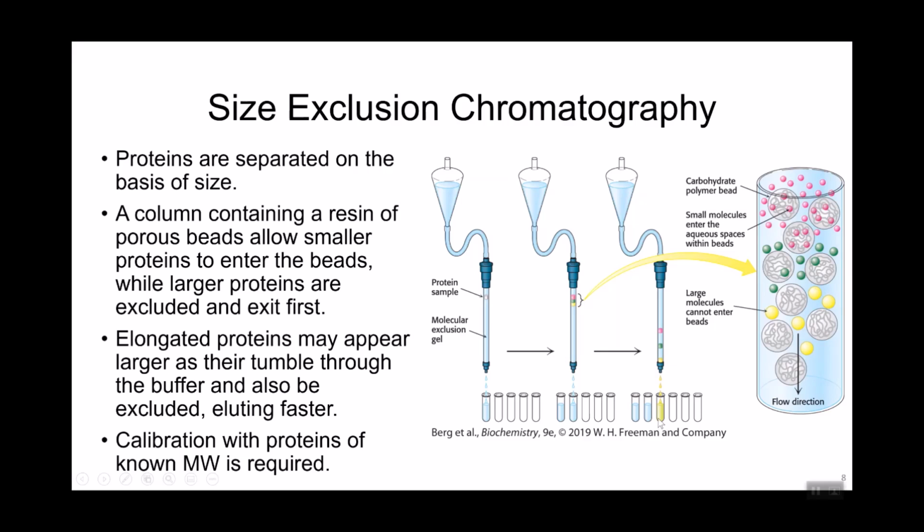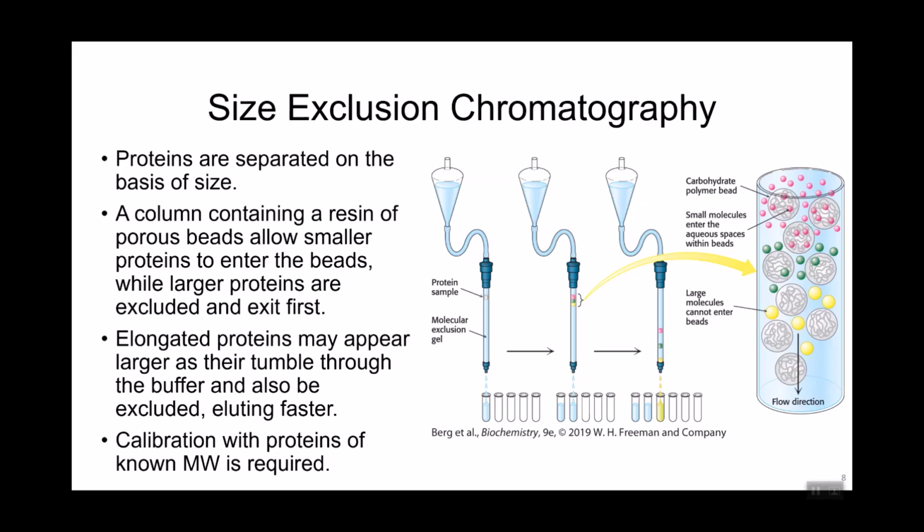Anything in between the range of the column will spend an intermediate time on the column, partitioning between the buffer and the stationary beads. Now, if a molecule has a more elongated structure, it might tumble through solution and actually appear larger than its actual molecular weight, which, remember, is based on the atoms that are present. For these types of columns, you would run standard proteins of known molecular weights separately so that you could have an idea of when or in which fraction your protein will come through the column.